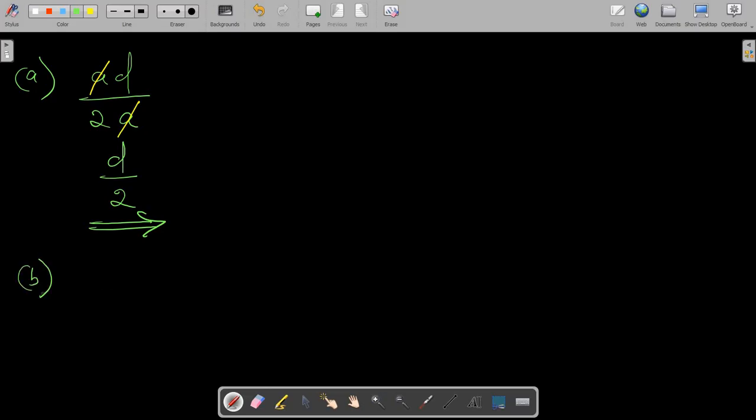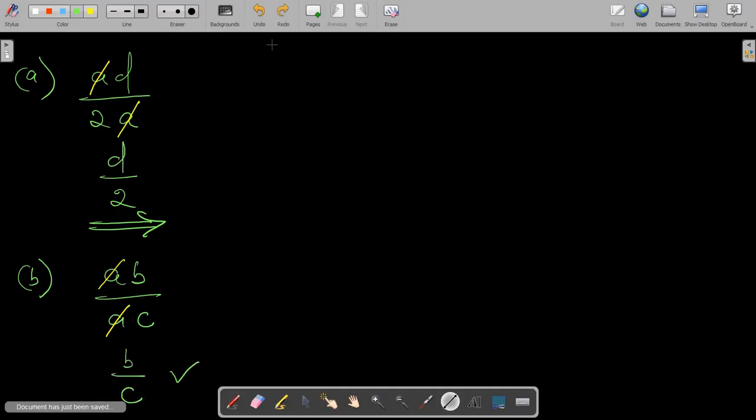Now let's move on to the second one. If you are given something like AB all over AC, here we also observe that the A at the top can cancel the A at the bottom. So our final result here will become B all over C, and that is the perfect answer. So let us move on to the third question.